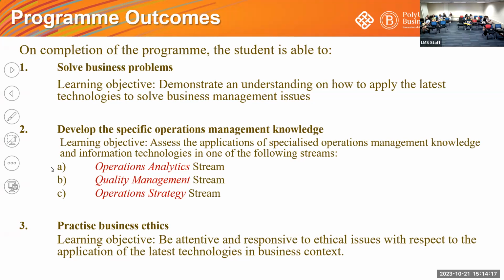The first one is operations analytics, for instance data-driven operations. The second one is quality management, because this is one of the targets of operations management, as eventually we will try to improve the quality. And the third one is operations strategy, obviously. Strategy is also one of the steps of the entire operations management.